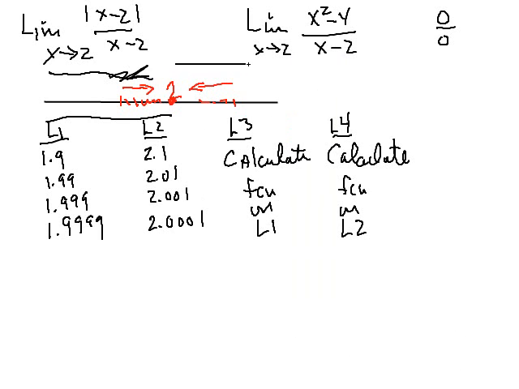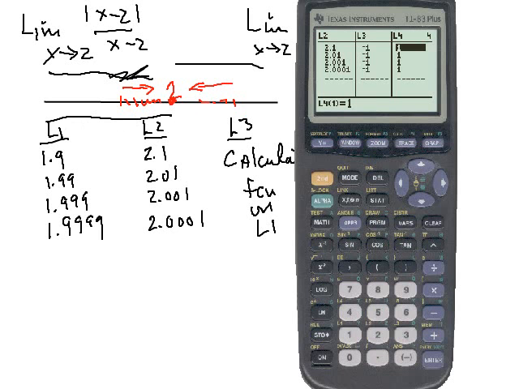So as we can actually see, as we approach 2 from below, the values are minus 1. We approach 2 from above, we get plus 1. So of course no limit exists in that case.